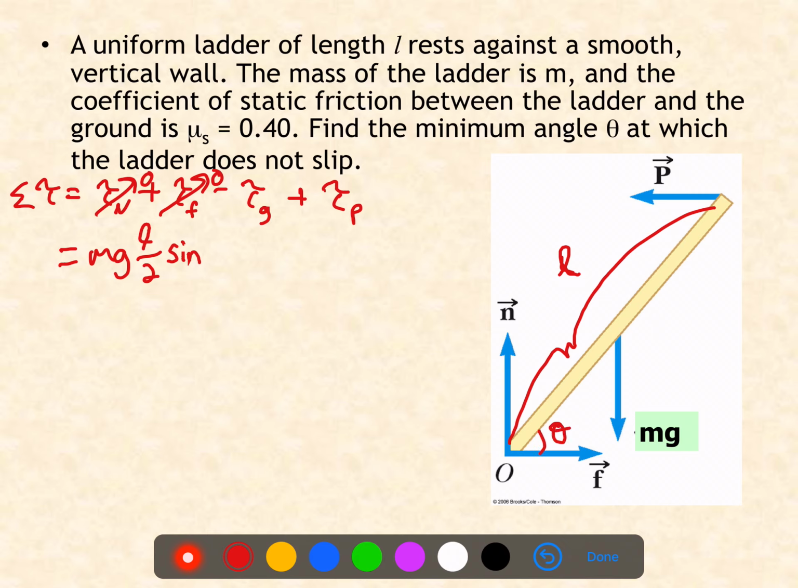Well, this is theta, right, over here. So here, this is actually 90 degrees minus theta, right? Because this is the direction of the lever arm, this is the direction of the force of gravity, so this is the angle in between. So we want actually the sine of 90 degrees minus theta.